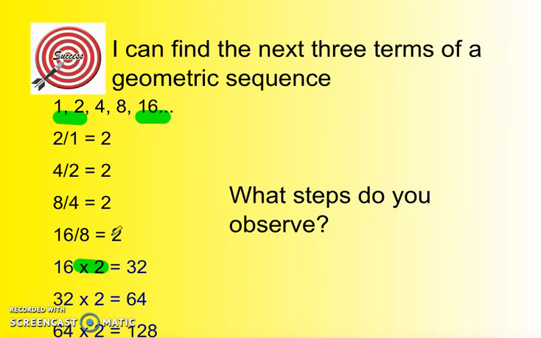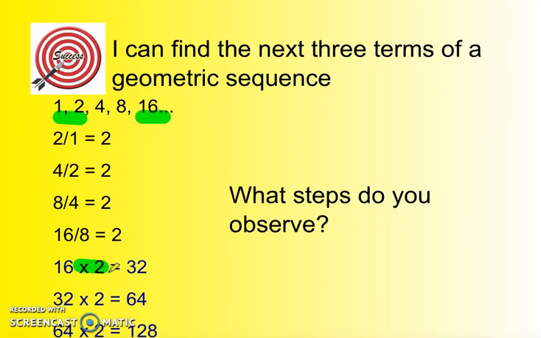And this is very similar to what we did with the arithmetic sequence. We too found a common difference, in this case a common quotient, but we used it to find the next three terms. Now, what I want you to notice is that we divide to find the common quotient, but in order to find the next three terms, we ended up multiplying.